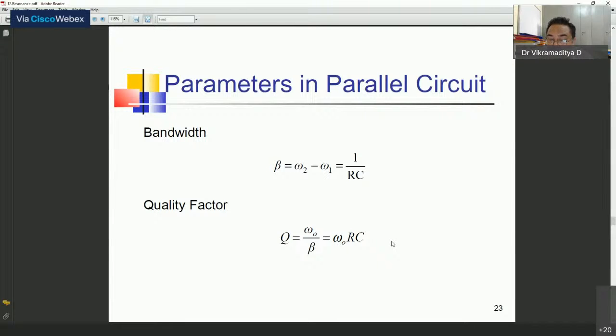So in order to increase the quality factor of a parallel RLC circuit, you increase the resistance and you increase the capacitance value also. Definitely you will get a sharp curve, sharp resonance.